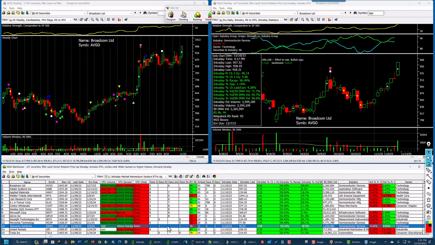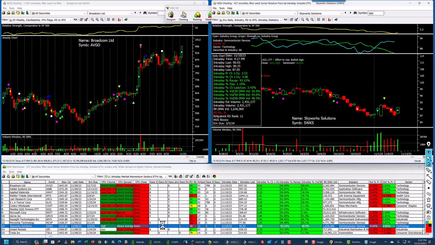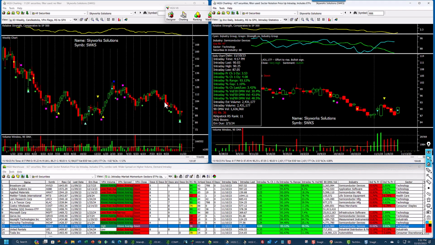Let's see what Skyworks looks like. It crossed over a couple of days ago, both on the VPOC and on the 3 crossing the 6. It's clearly in a downtrend. We're starting to see some accumulation here, though. Put a crosshair on here. You can see that it's holding in this area. It pulled back. Pretty heavy volume on the pullback, though. Maybe one to put in the watch list.